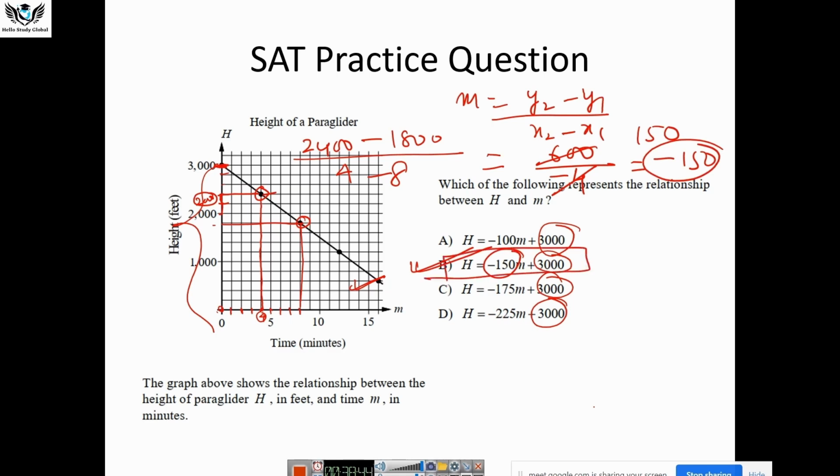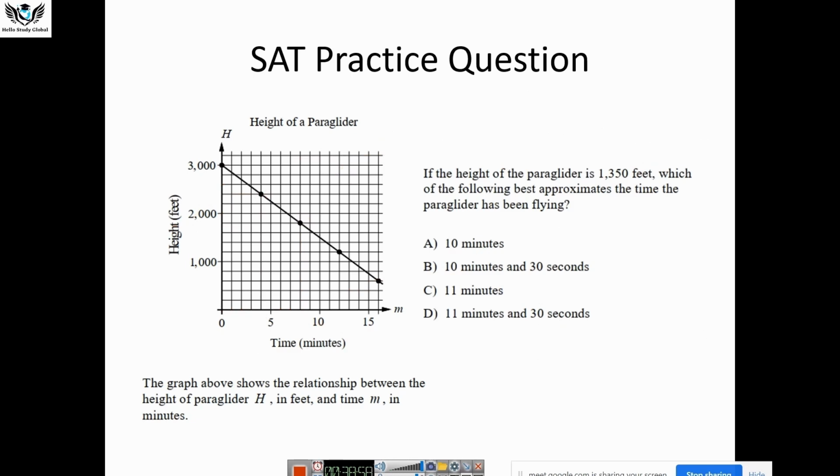So this is the equation of H. H, remember, is minus 150 m plus 3000. M is the number of minutes. Okay, so let's use the same and solve this question. And the equation that we got was H is equal to minus 150 m plus 3000.